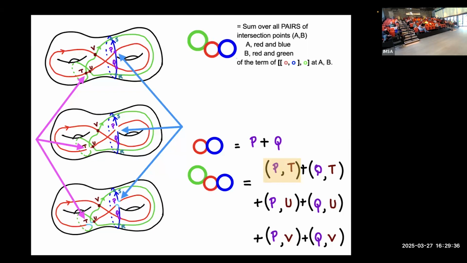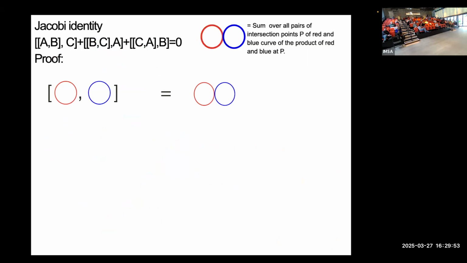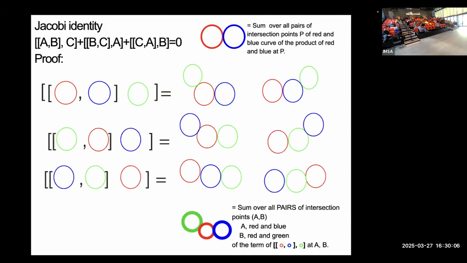So now let's do the bracket. Let's compute the bracket of the red and the blue. Well, this is just meeting the red and the blue, and the picture means all intersection points of red and blue, you do the product. Now, if I bracket this with a green curve, you can intersect a piece of the red curve, or you can intersect a piece of the blue curve. And again, each picture means go along all the pairs. Then you do the same thing, because we're trying to prove Jacobi with the triple brackets. And now you look at this picture.